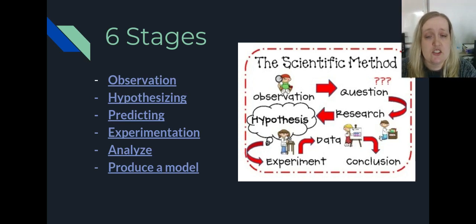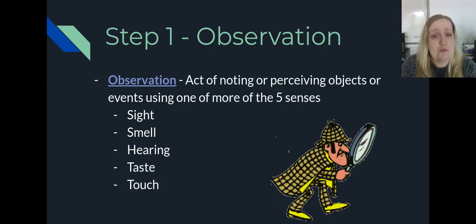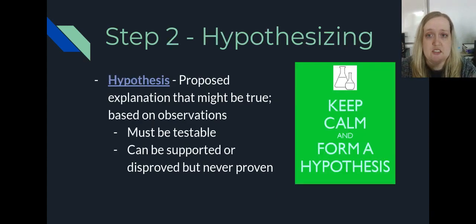First one is observation, and then hypothesizing, predicting, experimentation, analysis, and then producing a model. So step 1 is observation. Observation is the act of noting or perceiving objects or events using one or more of the 5 senses. This is always the first step to the scientific method. In the 5 senses, you can use sight, smell, hearing, taste, or touch to collect observations.